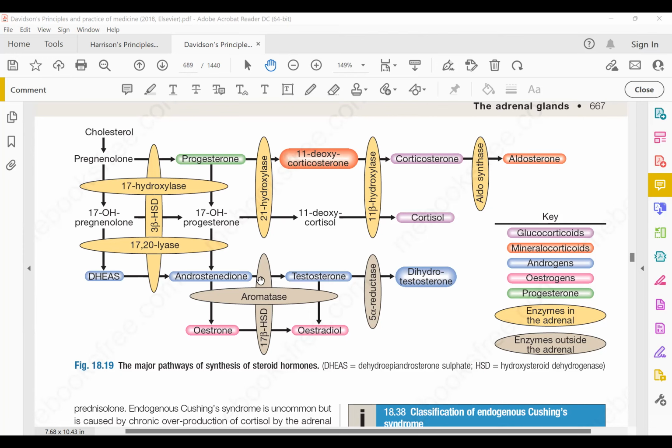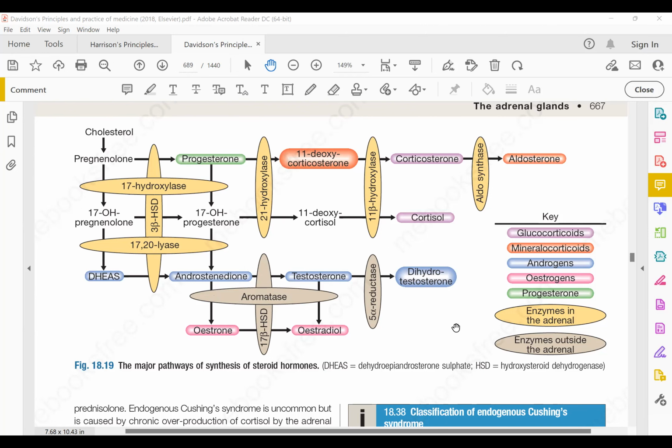Instead of being acted on by the 17 beta hydroxysteroid dehydrogenase directly, the androstenedione, if it is acted on by the aromatase and also by the 17 beta hydroxy, you end up with estrone in the first level, and that is converted into estradiol. These are the female sex hormones. These are the male sex hormones. This is the glucocorticoid. This is the aldosterone. A very, very easy way of remembering steroid hormone synthesis in the adrenal gland.